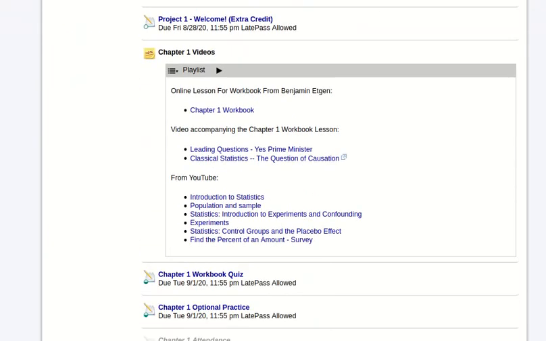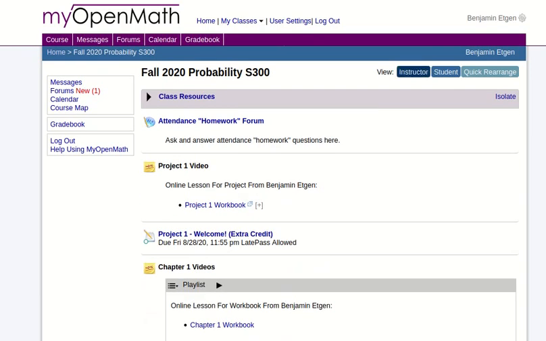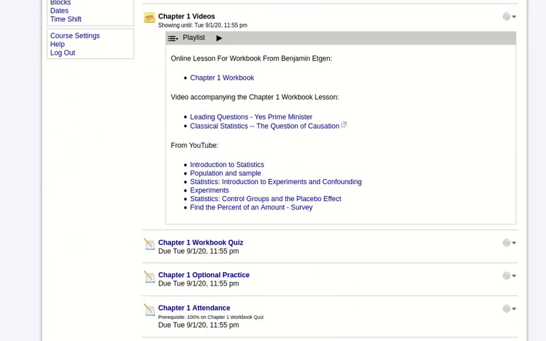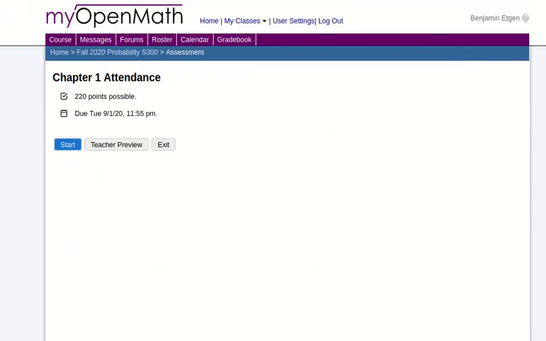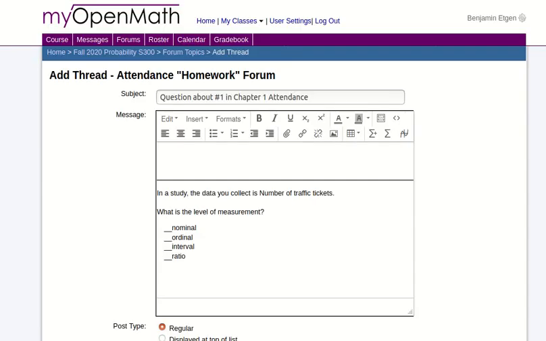But let's talk about where questions come from. So I'm going to go into the attendance questions, and I'm going to start this. And I am going to point out to you that there is a post to forum link. So if you've got a question with something from the attendance assignment, you can post it to a forum.